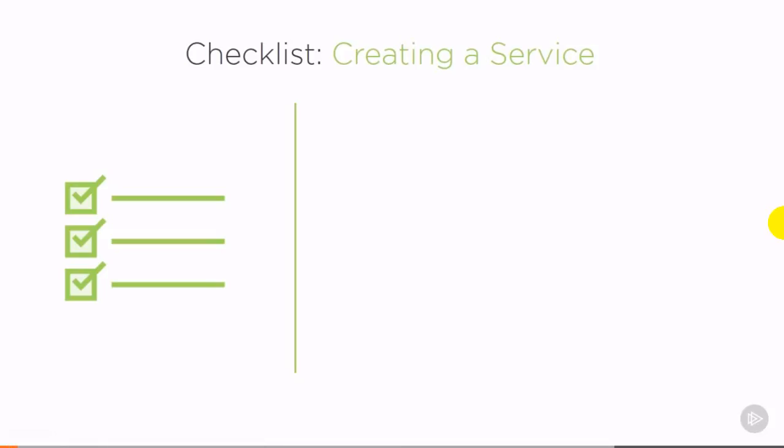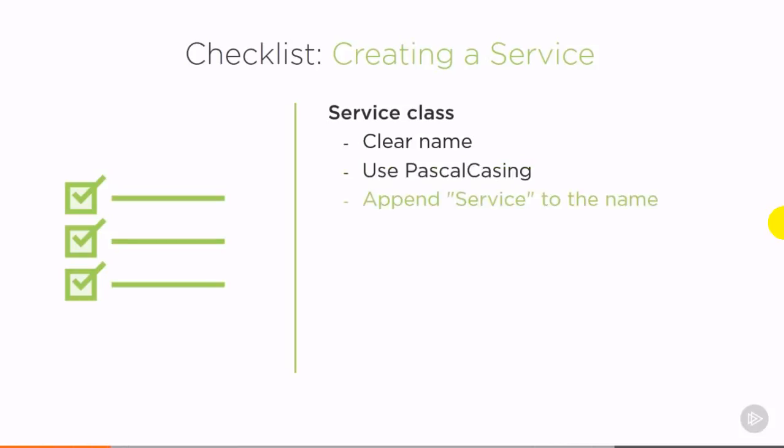We build a service using the same techniques as when we build components and custom pipes. We start by creating the service class. We specify a clear class name appropriate for the services it provides. Use Pascal casing where each word of the name is capitalized. Append Service to the name, and don't forget the export keyword.